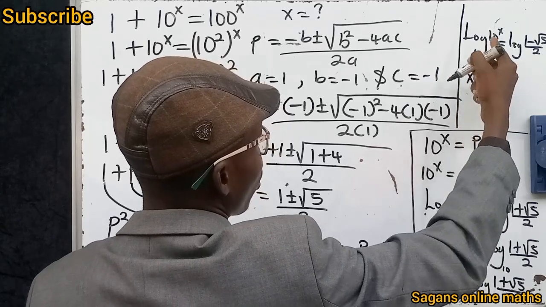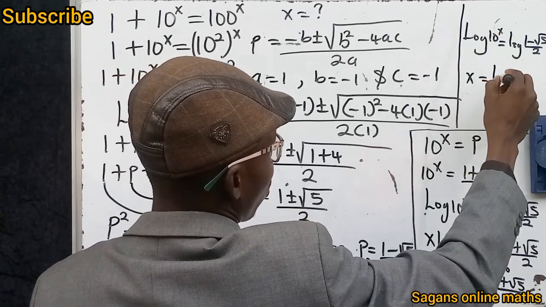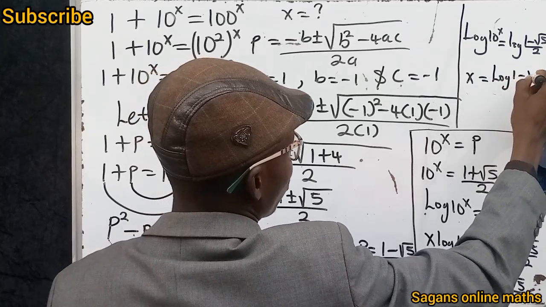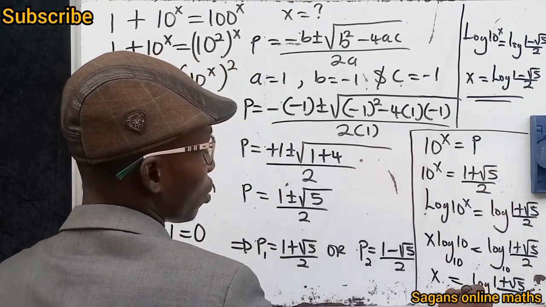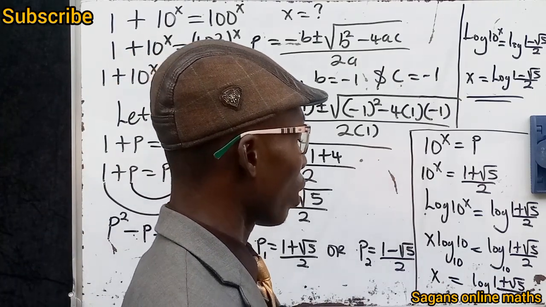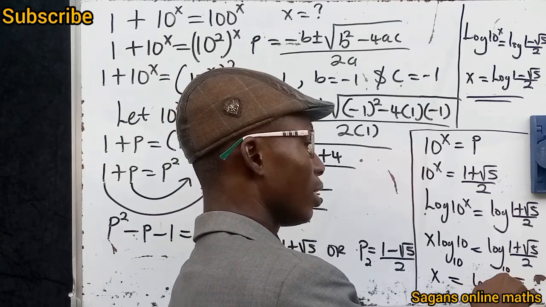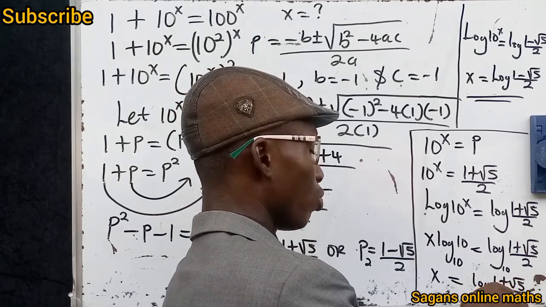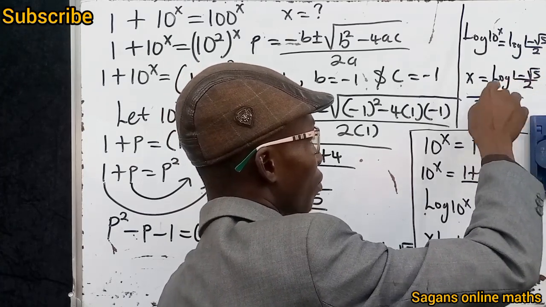Remember, when we bring this x here, everything here will be 1, so x times 1 is still x. So this is log of 1 minus root 5 divided by 2. This is also the value of x, and this is also the value of x. That means x is equal to log of 1 plus root 5 divided by 2. If you simplify what is here and take the logarithm of that, you are going to have the value of x. And also if you simplify what is here and take the logarithm of that, you have the value of x.